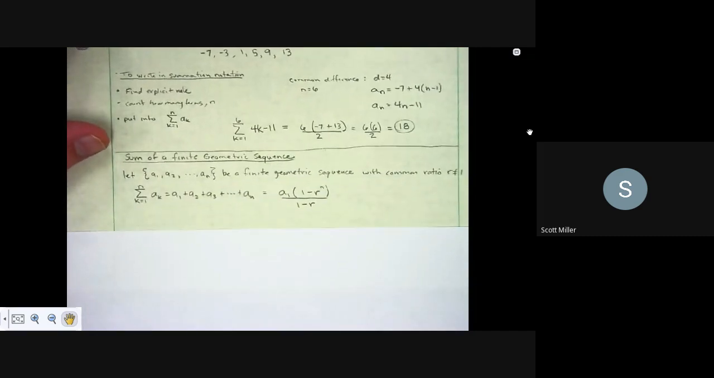And you can see right there, pause right here, and you can write down the little notes that I had. What is the sum of a finite geometric sequence? So remember, geometric is where we have a common ratio.